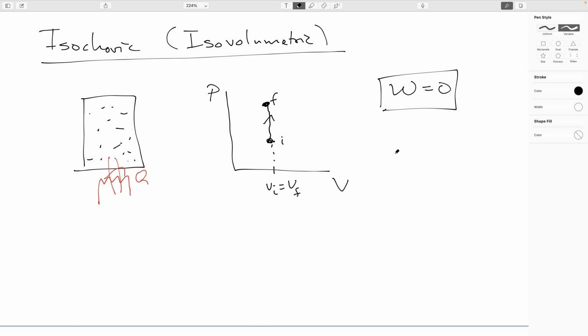Now, since by the first law, delta E equals Q plus W, if W is zero, in this case all the heat is going just to change the thermal energy of the gas. So if we're transferring heat in, the temperature goes up. If I say have this stuck on a whole bunch of dry ice blocks or something to help transfer heat out, then the temperature would go down.